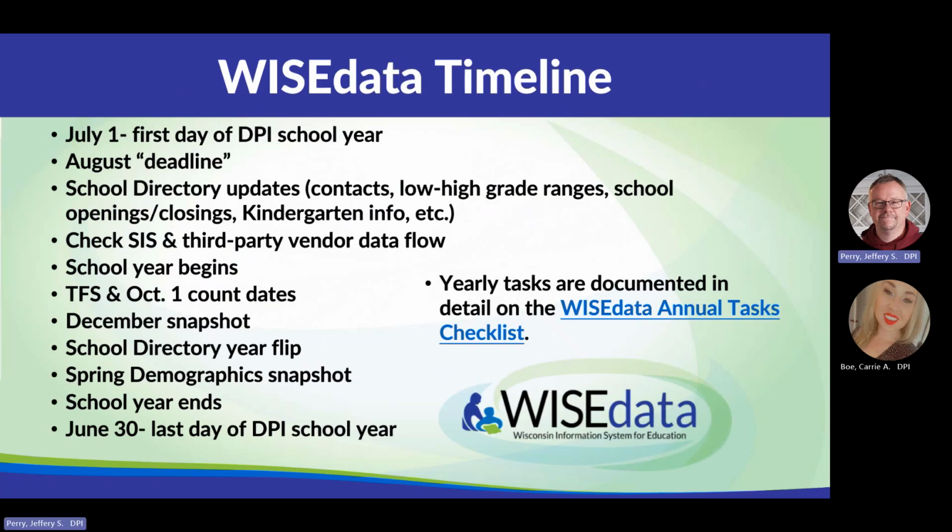Next, we're going to talk a little bit about just the WISEdata timeline, just briefly, so that you get a high-level picture of how things operate throughout the year. The DPI school year, quote unquote DPI school year, begins July 1st and ends June 30th. We have to pick a time for databases and things to be able to close out one school year and begin the next. So we picked July 1st as the first day and June 30th as the last day.